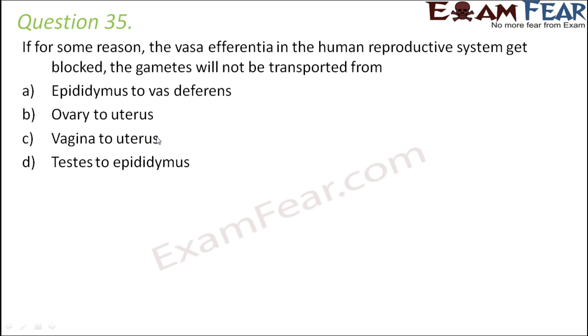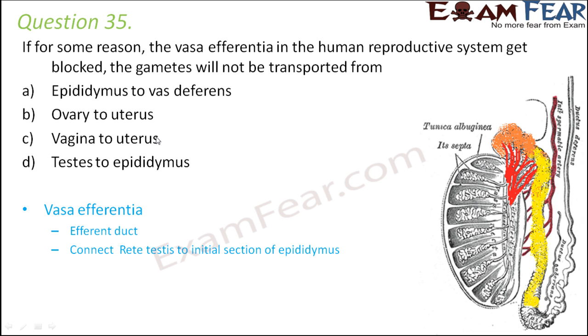Now let's see where exactly vasa efferentia is located. If you see, vasa efferentia is an efferent duct. The red colored structure which you see is vasa efferentia, and it connects the rete testis to the initial section of epididymis. So it is a connecting link between testis and epididymis. If vasa efferentia gets blocked, obviously the gametes will not be transported from testis to epididymis.